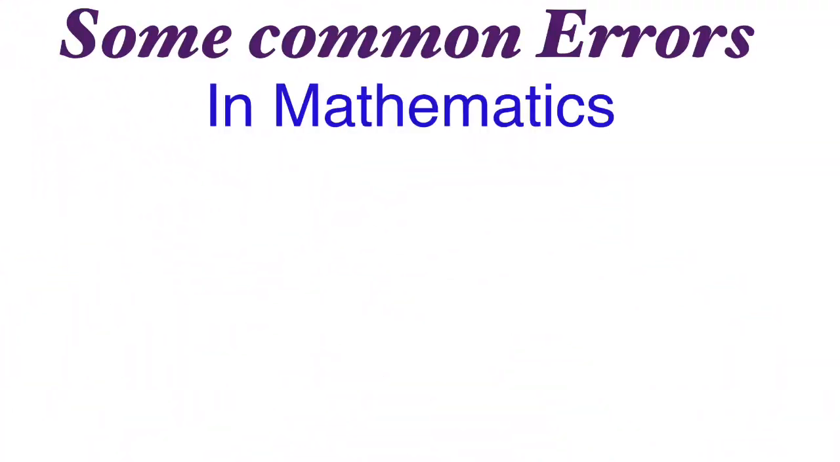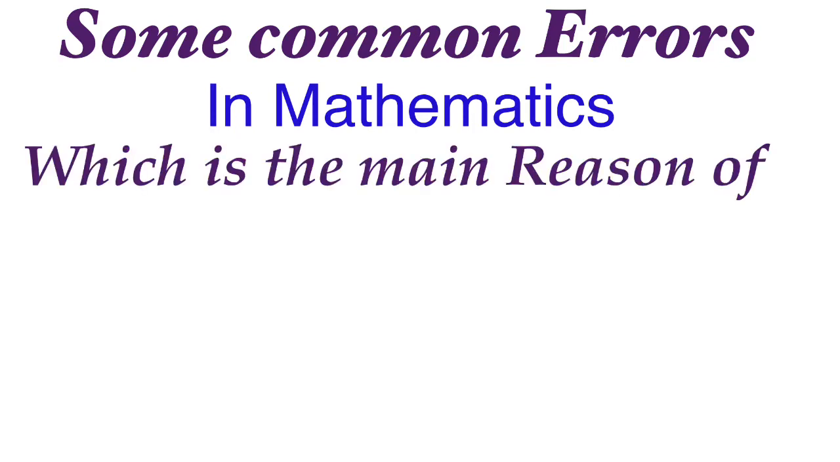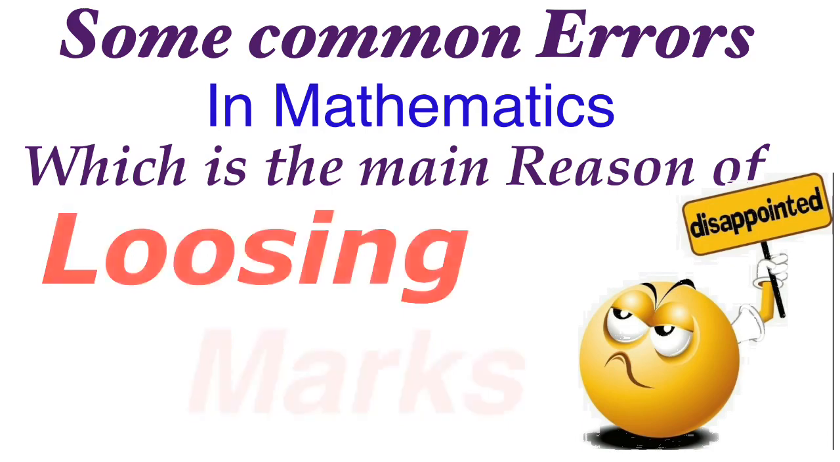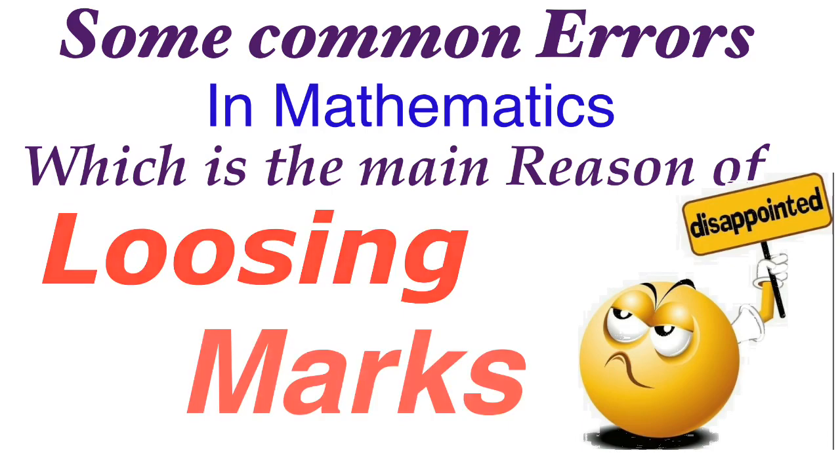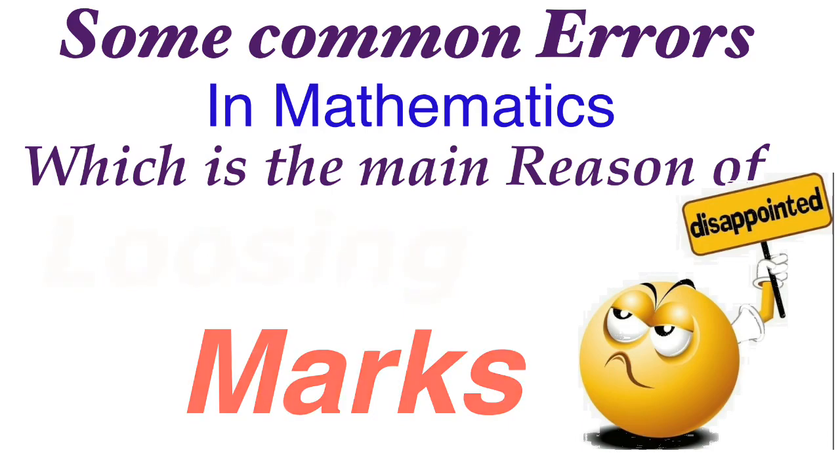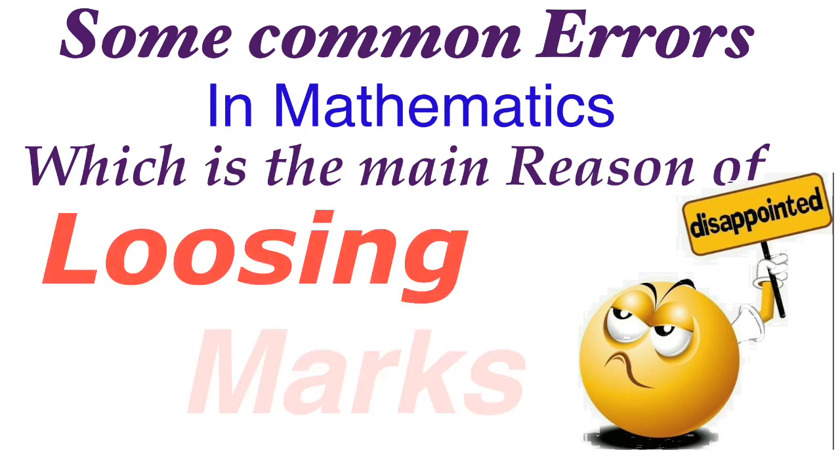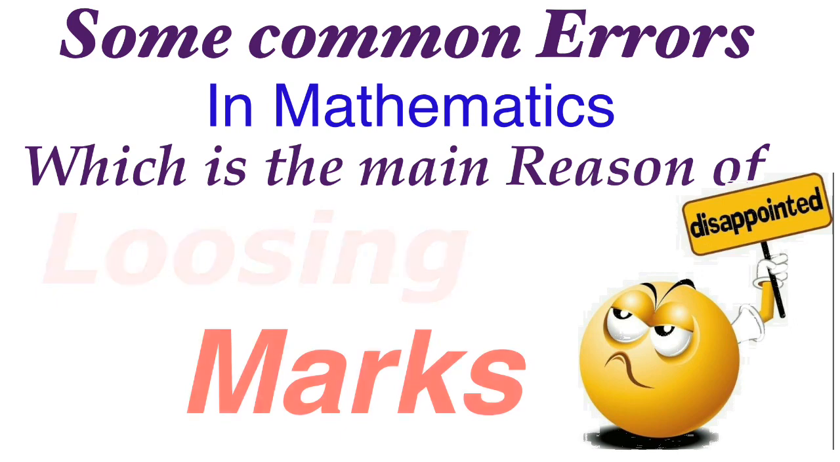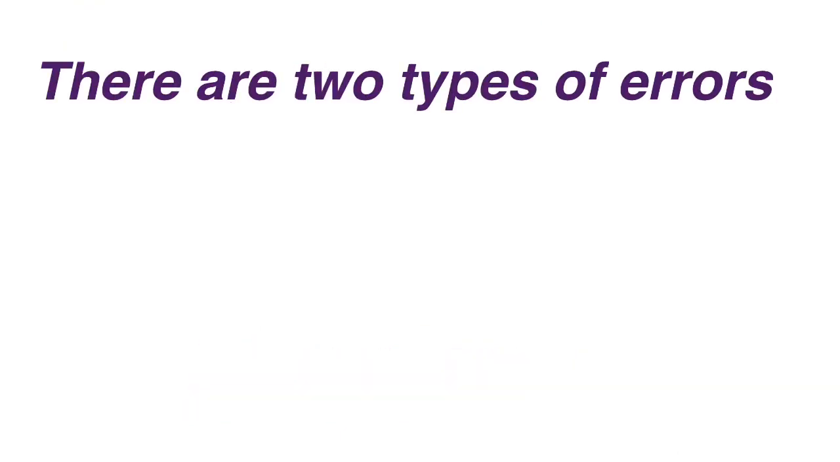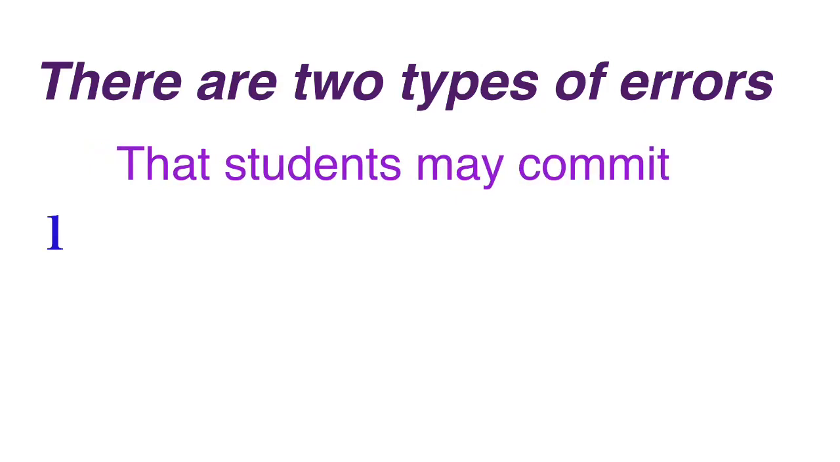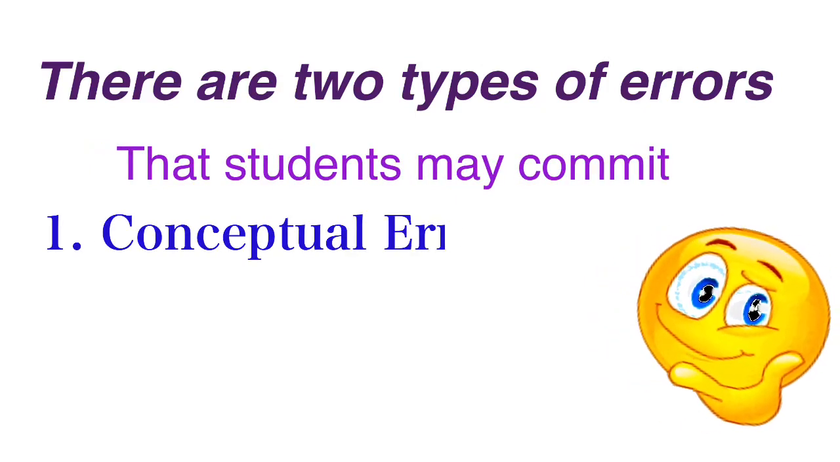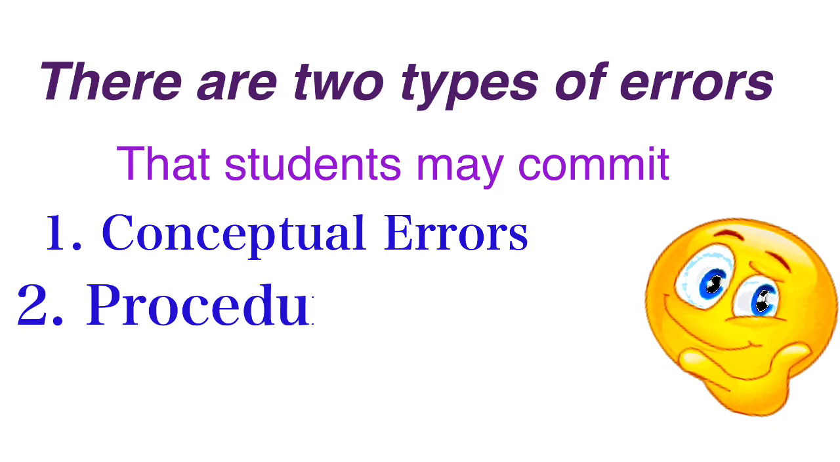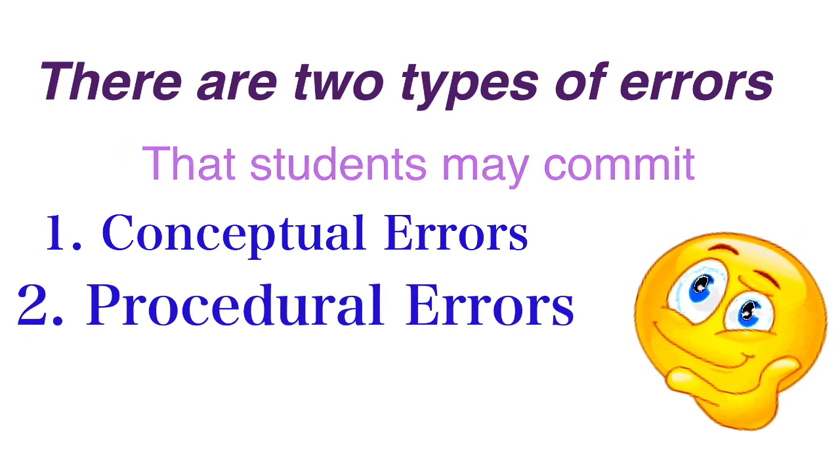Some common errors in mathematics, which are the main reason for losing marks and getting disappointed. In this section, we will look at this particular topic. There are two types of errors that a student may commit. First one is conceptual errors and second one is procedural errors.